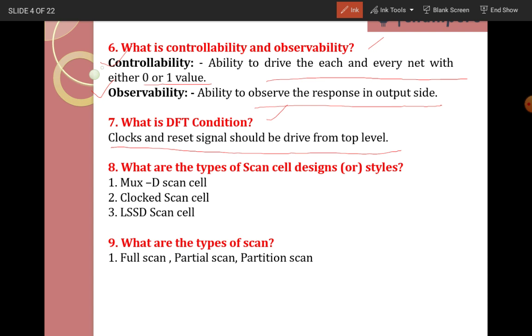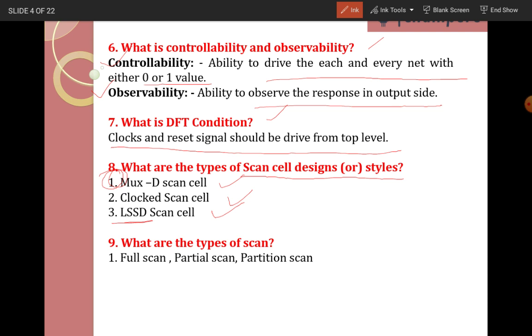And next, what are the types of scan cell designs or styles? So we have 3 types of scan cell designs. One is mux-D scan cell, clock scan cell and LSSD scan cell. LSSD means level sensitive scan design. So nowadays in modern technology we are following mux-D scan cell. Here, there are normal flops and we are inserting the mux, right? So that comes under mux-D scan cell.